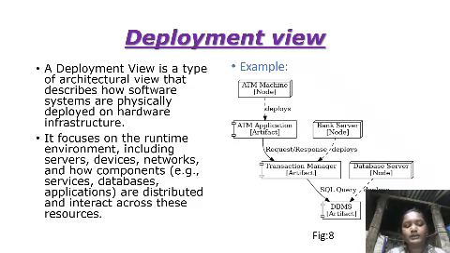UML is a standardized visual modeling language used to specify, visualize, construct, and document software and non-software systems. The deployment view is a type of architecture view that describes how software is deployed on hardware infrastructure.